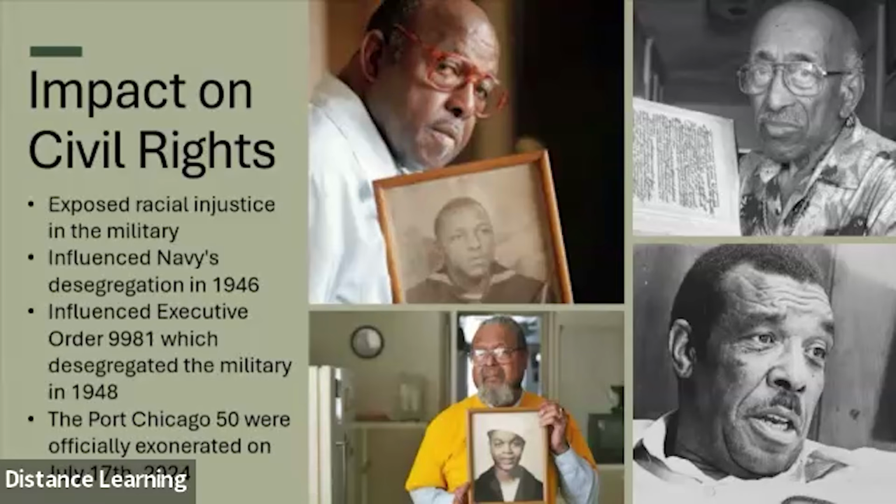The Port Chicago disaster played a big part in exposing racial injustices in the military, and would even influence the Navy's decision to desegregate in 1946. It made it the first military branch to officially fully desegregate. This would lead then to, in 1948, President Harry Truman signing Executive Order 9981 that officially desegregated all of the military. It allowed for equal opportunity for all persons without regard to race, color, religion, or national origin.